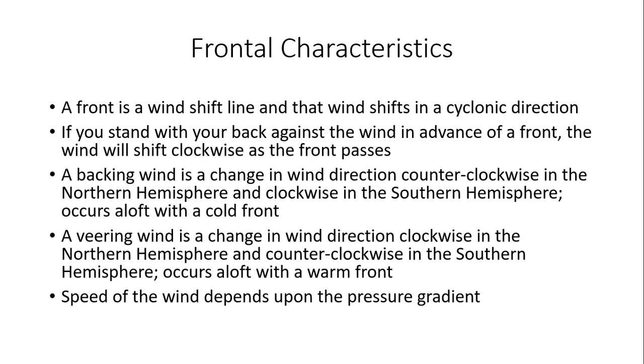A backing wind is a change in wind direction, counterclockwise in the northern hemisphere and clockwise in the southern hemisphere. And backing winds occur aloft with a cold front. So higher up above the ground, you get a backing wind, and that usually indicates colder air is moving in. A veering wind, on the other hand, is where you get a change in wind direction which is clockwise in the northern hemisphere, and counterclockwise in the southern hemisphere, and a veering wind profile typically occurs aloft above the ground with a warm front.